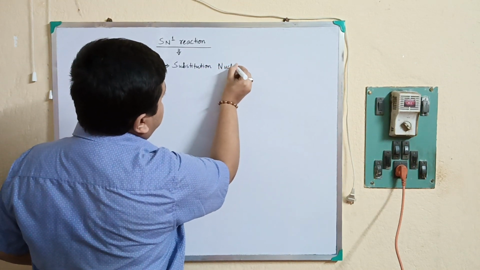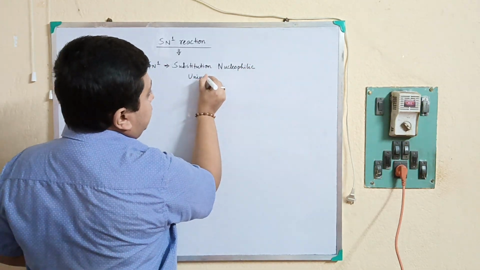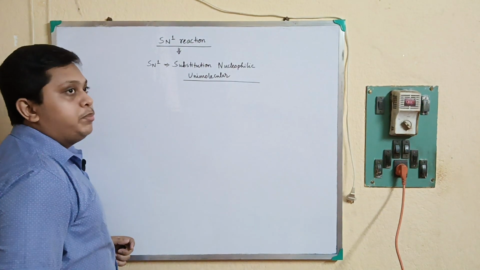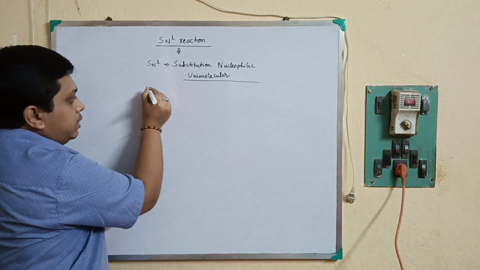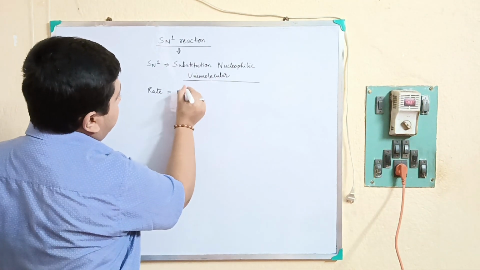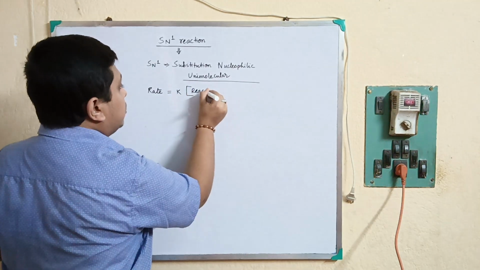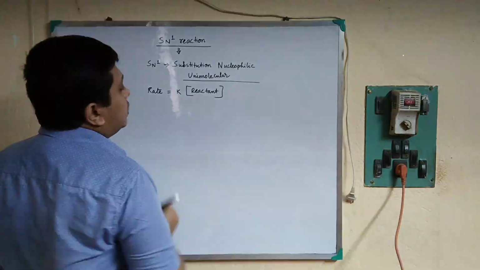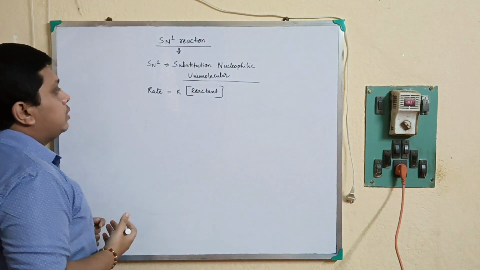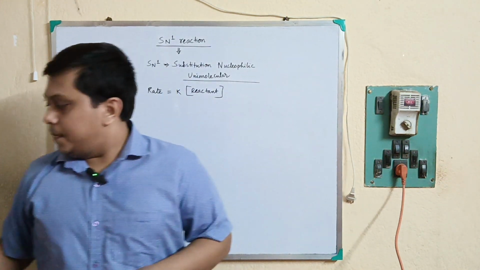nucleophilic unimolecular. Here the term unimolecular represents that the rate of the reaction is dependent upon only the concentration of reactant, not on the concentration of nucleophile. Now we will try to elaborate the overall SN1 reaction with a proper mechanism.